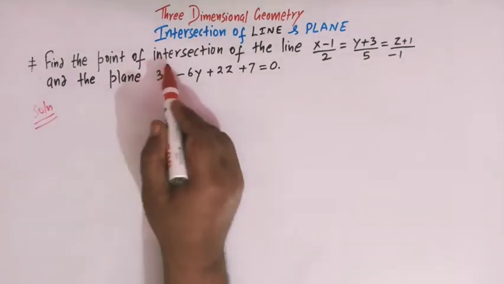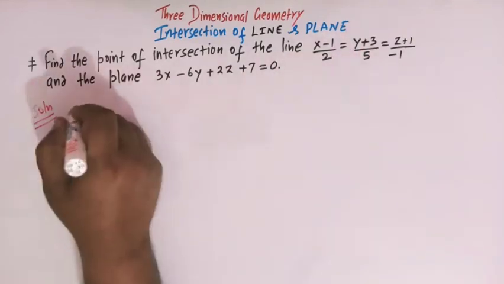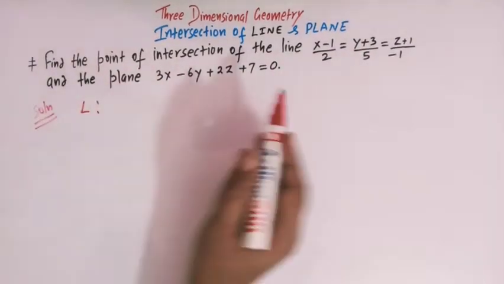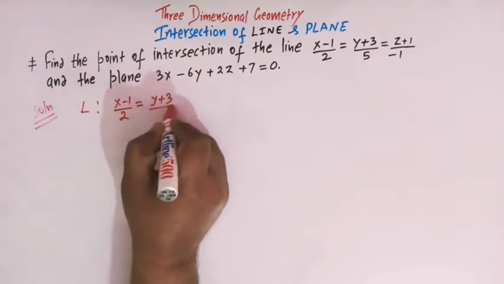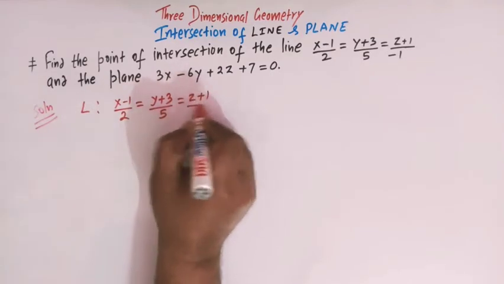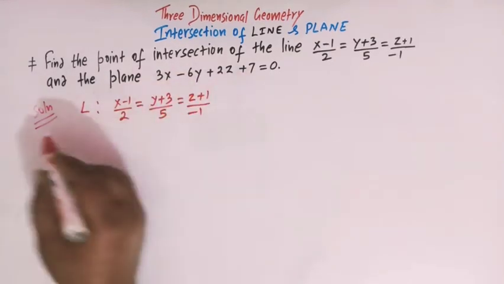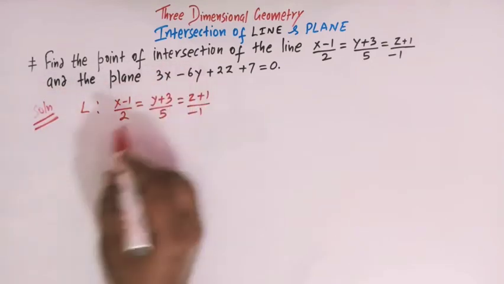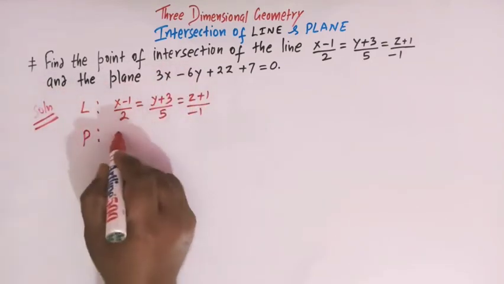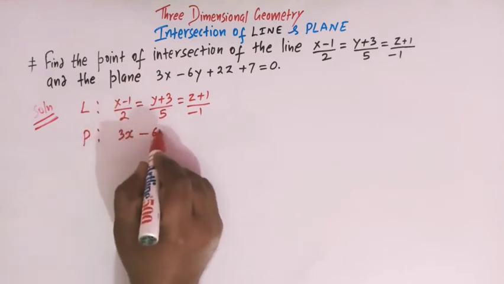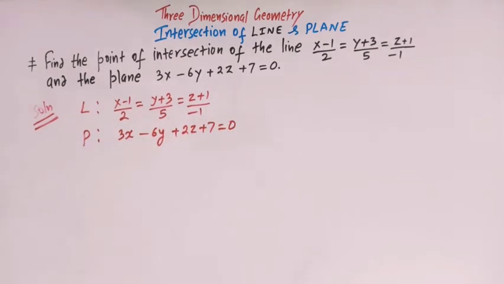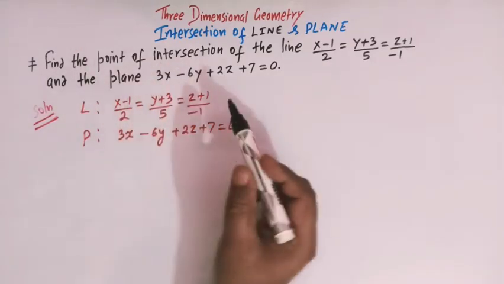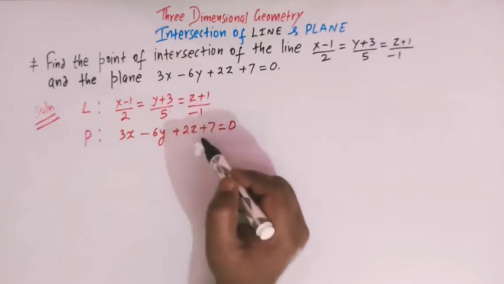Here we are given the equation of the line L. The equation is (x minus 1) over 2, (y plus 3) over 5, and (z plus 1) over minus 1. And we are given the equation of the plane P: 3x minus 6y plus 2z plus 7 is equal to 0. We have to find the point of intersection of this line L and this plane P.